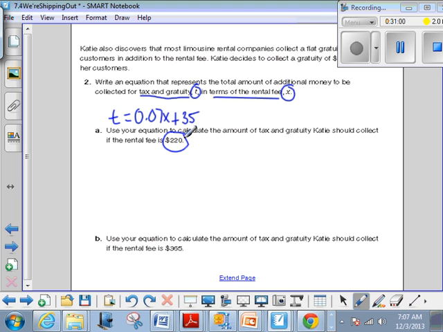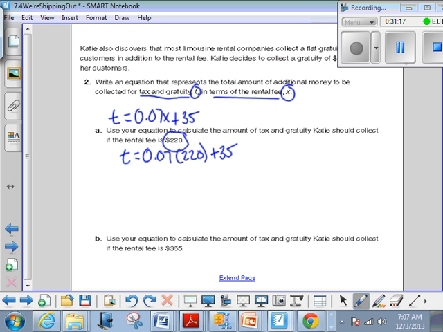Pause the video and check your answer with mine. Alright, so when you multiply out your 7 cents times 220, you should get 15.4 plus the $35, which is 50.4. So that means our total is $50.40.